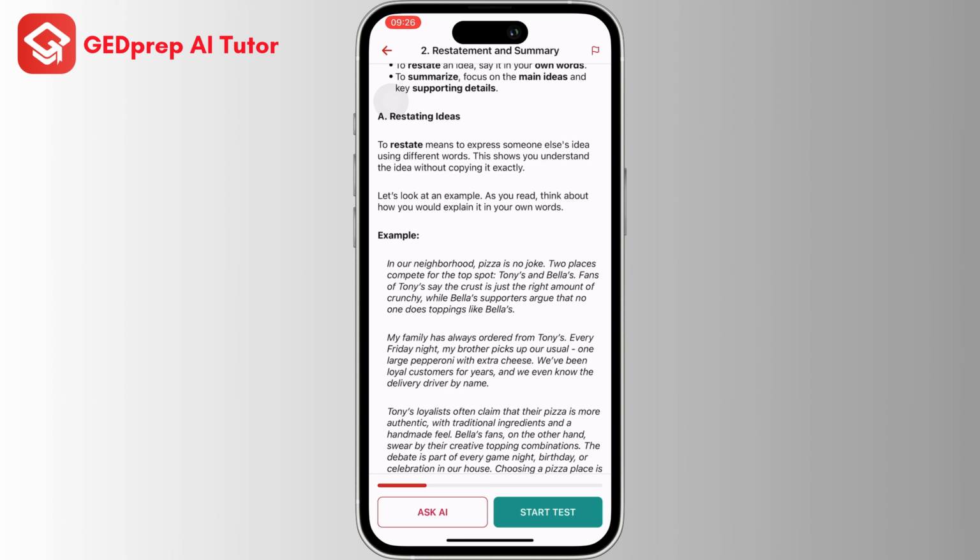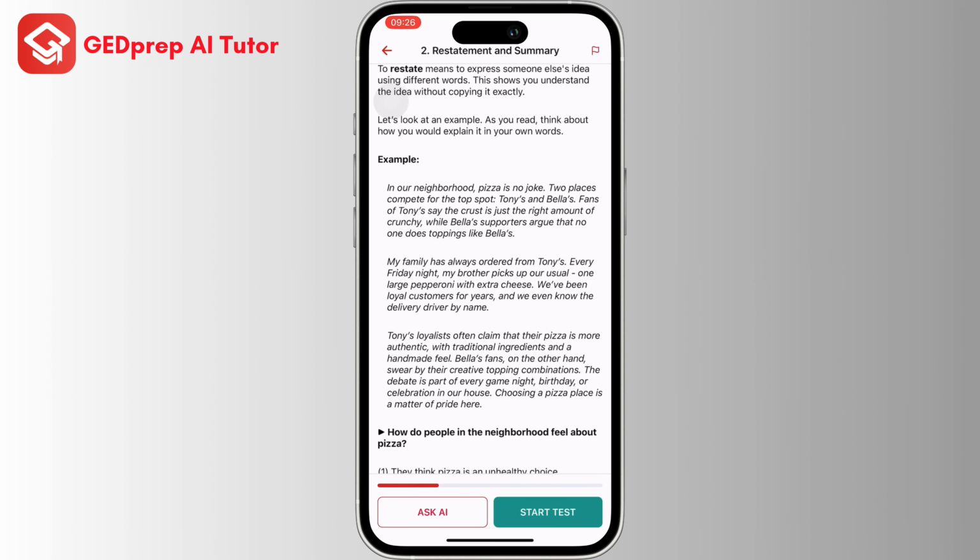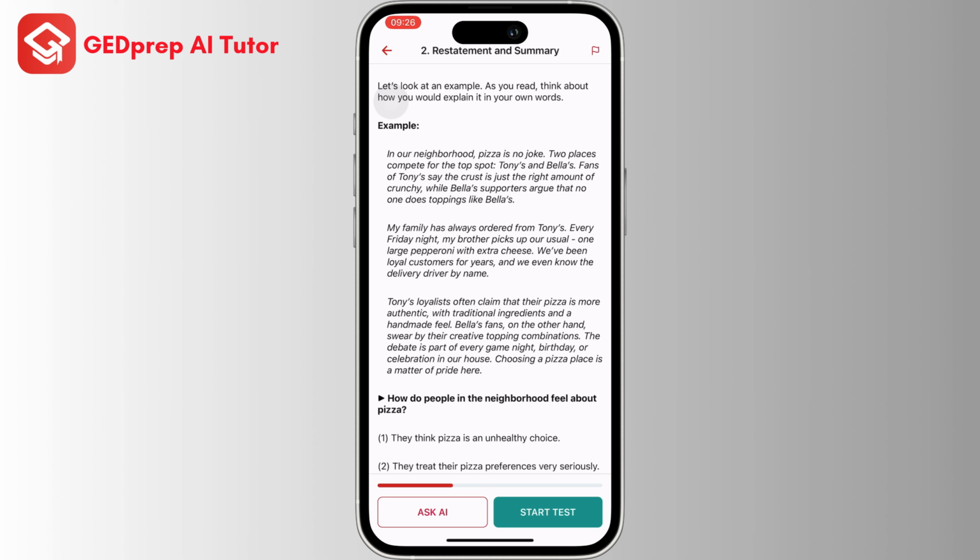Example passage. In our neighborhood, pizza is no joke. Two places compete for the top spot, Tony's and Bella's. Fans of Tony's say the crust is just the right amount of crunchy, while Bella's supporters argue that no one does toppings like Bella's. My family has always ordered from Tony's. Every Friday night, my brother picks up our usual, one large pepperoni with extra cheese. We've been loyal customers for years, and we even know the delivery driver by name.